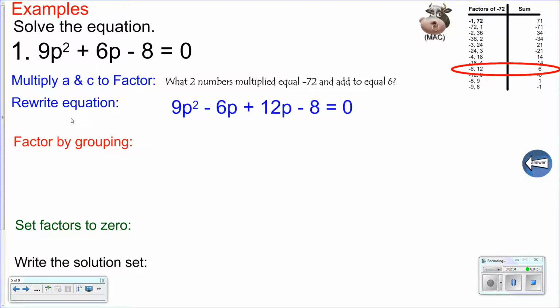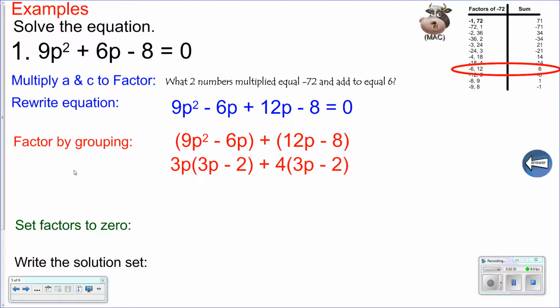So I'm going to rewrite that equation. So it says 9p squared, and then minus 6p plus 12p, and then again back to the minus 8. So you can see that if I combine like terms, I would get back to my original equation of positive 6p. Now that I've got four terms, I'm going to factor by grouping. So I'll group together the 9p squared and the 6p, and the 12p and the 8. My GCF of the first group is 3p. So when I divide, I get 3p minus 2. And my GCF of the second group would be 4. So when I factor out the 4, I get 3p minus 2.